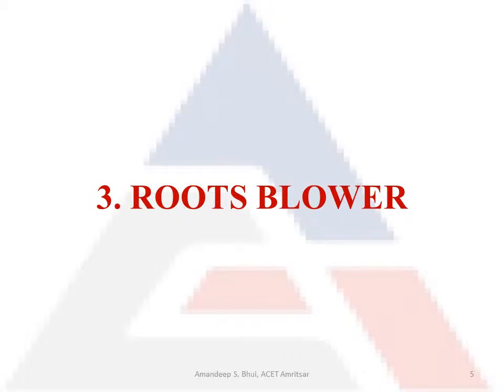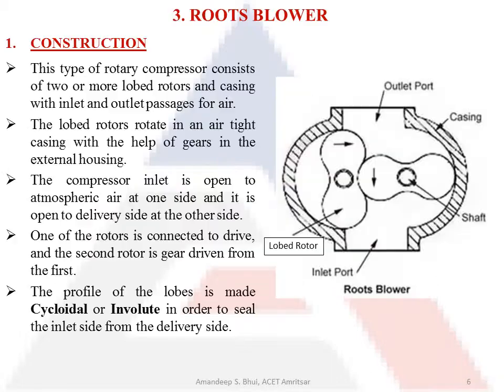Now, the first type of blower that we will discuss in this topic today is the roots blower. The roots blower is a type of positive displacement rotary compressor. It basically comprises rotary lobes, and the casing with inlet and outlet passage of air. The lobed rotors in an air-tight casing, with the help of gears, are installed in the external housing.